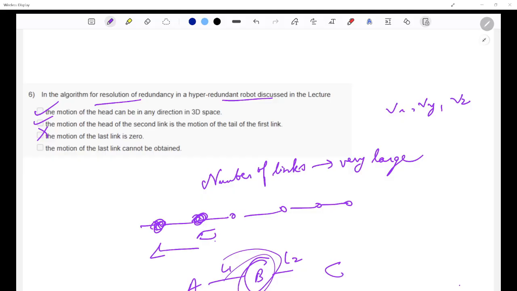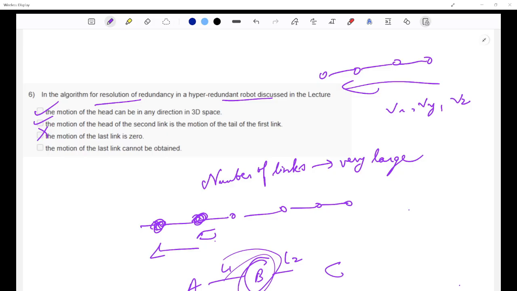Hence, this is incorrect. And the last option is the motion of the last link cannot be obtained. This is also false. The algorithm actually computes the motion sequentially. Thus, the motion of the last link can be computed. The best example for all of this is the snake robot. Each segment follows the motion of the previous one in a snake and the motion propagates like a wave along the body. So hyper redundant motion algorithms do have head motion specified, motion propagates along the links, and shared joints have the same velocity.